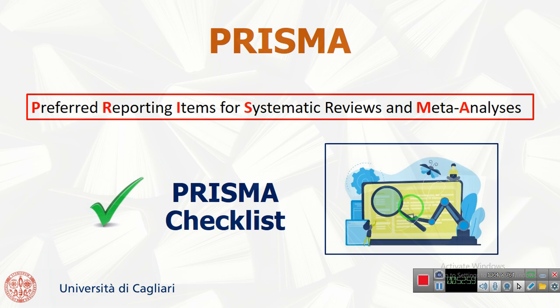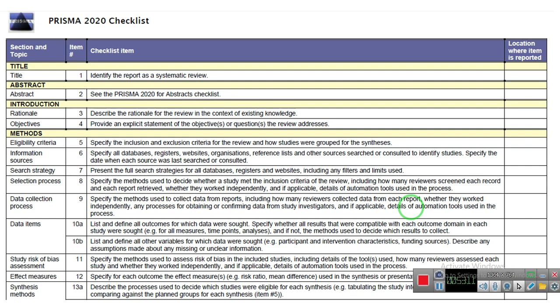The Prisma checklist is a table which encompasses a list of items that you have to follow, as you can see here. When you search or Google Prisma 2020 checklist, you will probably receive this PDF file, and you can download it freely. In this way, you can see the Prisma checklist. The latest Prisma checklist is 2020.